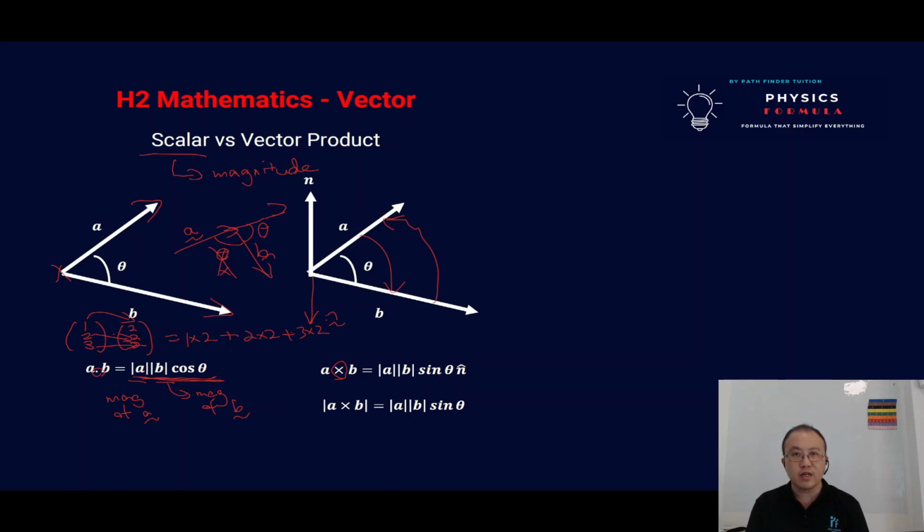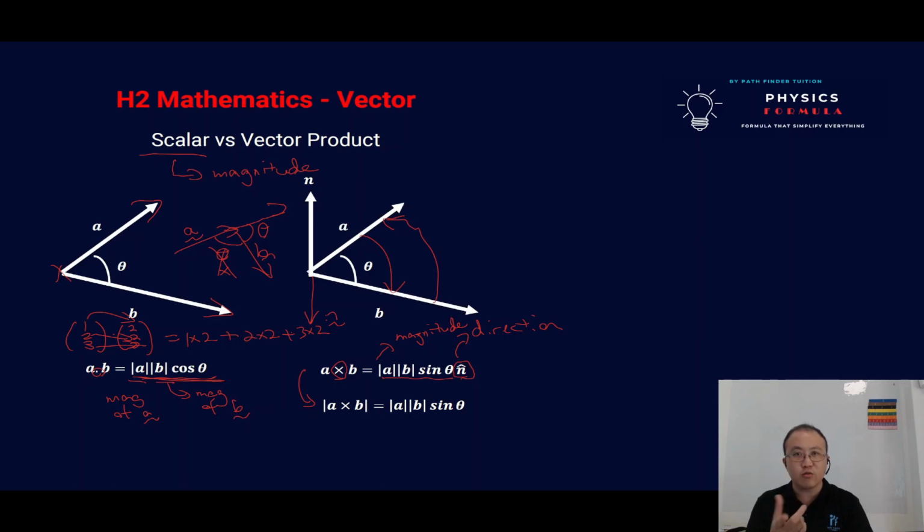And of course, the geometrical form will be mod A mod B sine theta n hat, and this n hat here is meant to tell you the direction. And this part here, as I always check in my class, this is the magnitude. Which is the reason why, if I want to find the magnitude of A cross B, in fact, it will just be mod A mod B sine theta.